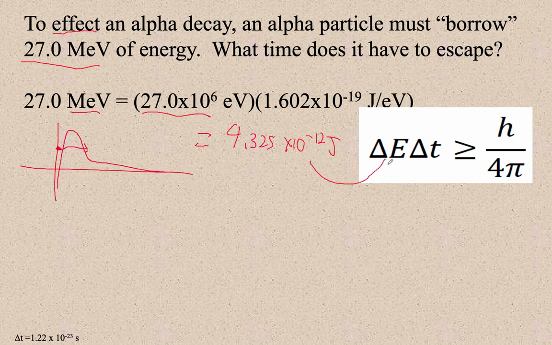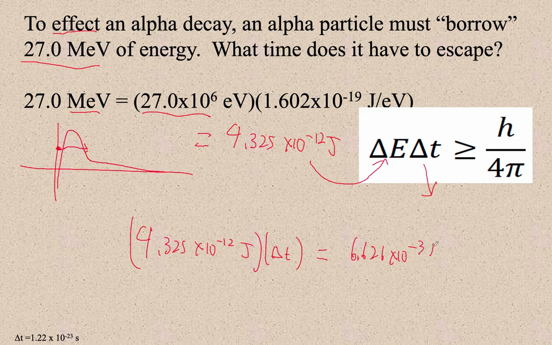And now we're just going to plug that in for that and solve for the time. So let's do that. 4.325 times 10 to the minus 12th joules, times whatever that time is that it can borrow it for, equals Planck's constant, so 6.626 times 10 to the minus 34th over 4 pi. So I guess I go 6.626 e minus 34 divided by 4 divided by pi divided by that answer that I just got.